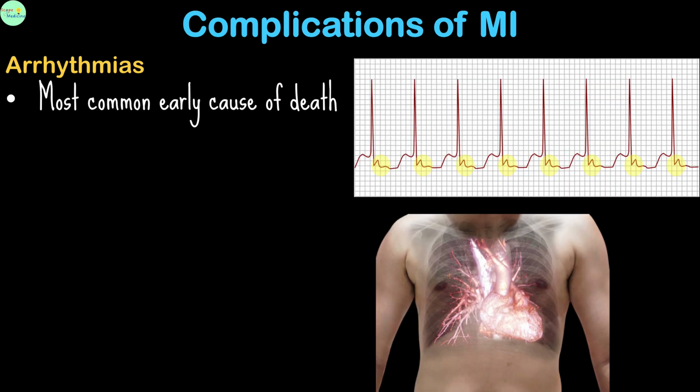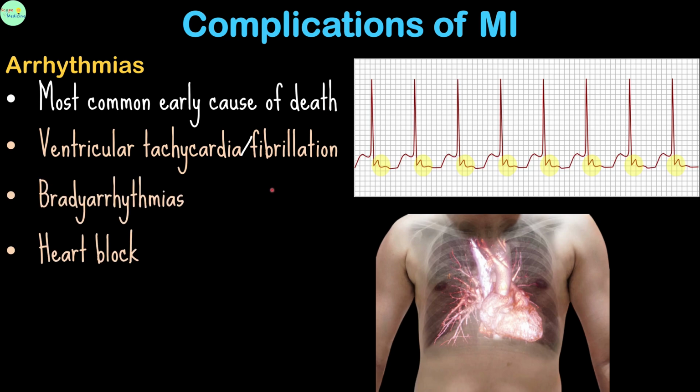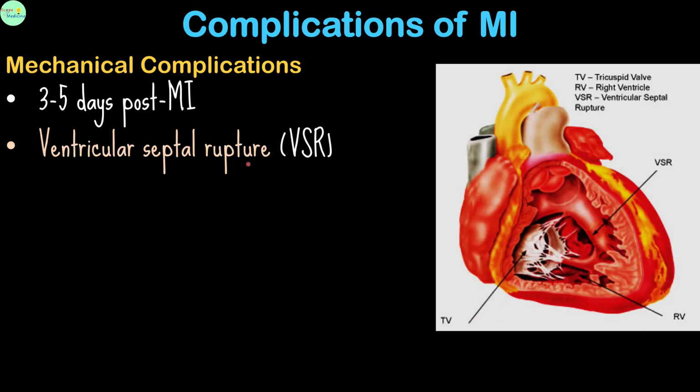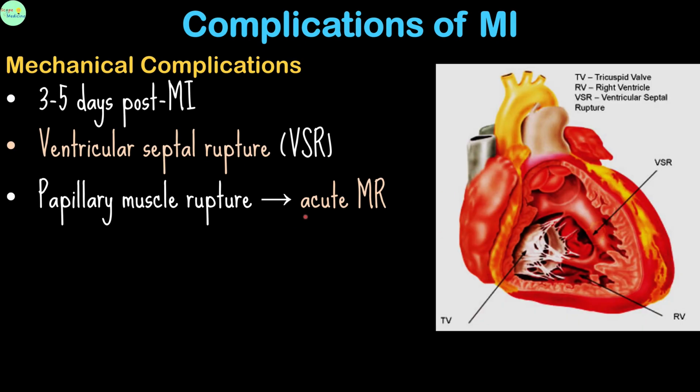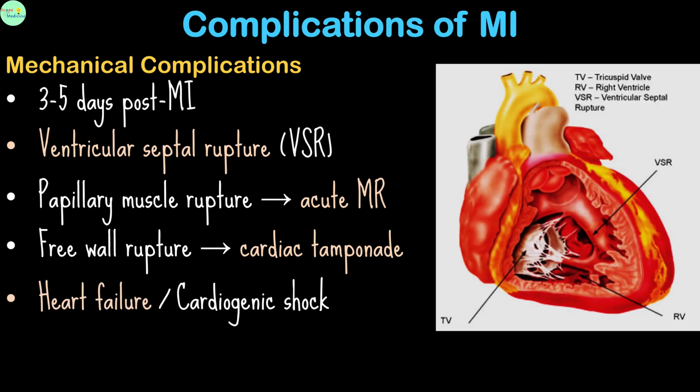Complications of an acute myocardial infarction can be severe. Arrhythmias are common, with ventricular tachycardia and fibrillation being the most common cause of early death. Other arrhythmias include bradycardias and various degrees of heart block. Mechanical complications often occur 3 to 5 days after the infarction. These include ventricular septal rupture, papillary muscle rupture leading to acute mitral regurgitation, and free wall rupture leading to cardiac tamponade. Heart failure and cardiogenic shock can also develop.